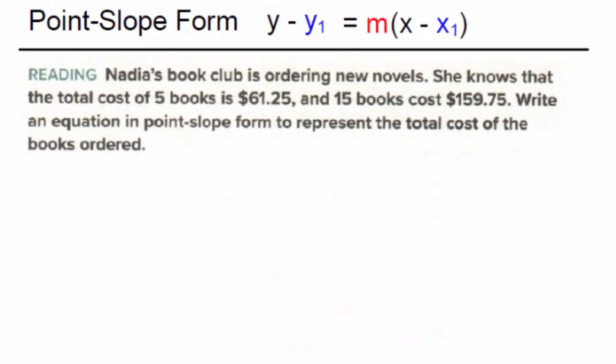All right, this example is a word problem, and they do want us to write an equation in point-slope form. Usually when I do word problems, I will start off in point-slope form, but I don't leave them in that form. I'll write them in slope-intercept or standard form.